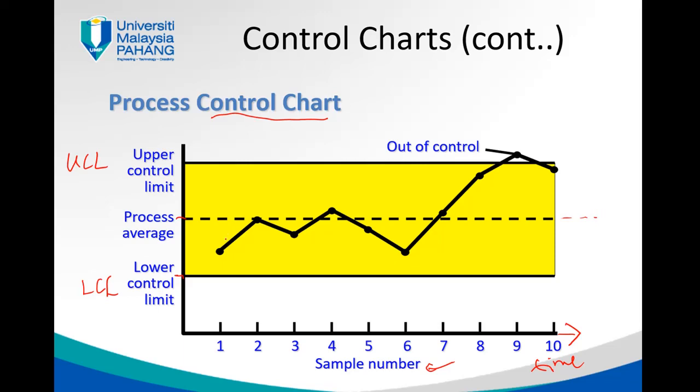Once we obtain the related points, we plot the points and make a line to construct the chart. From there we need to observe whether the point that we have taken is within the control or out of the control. As an example here, one point is out of the control because it's above the upper control limit.